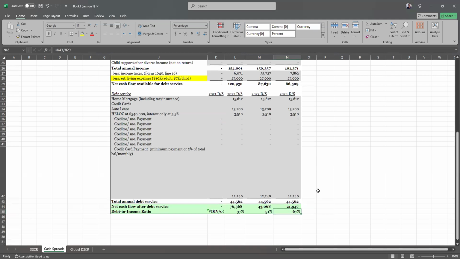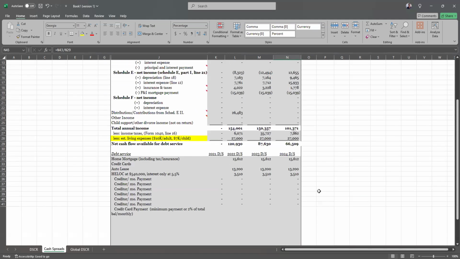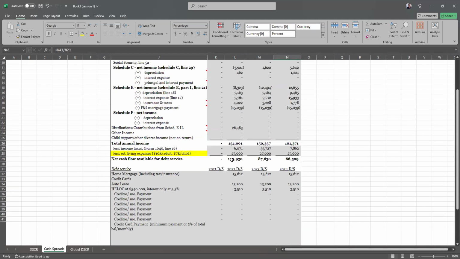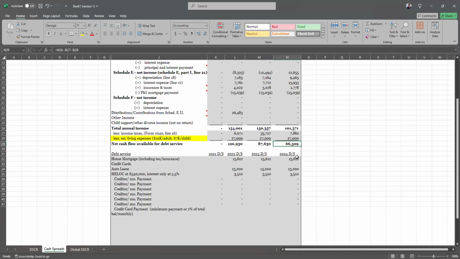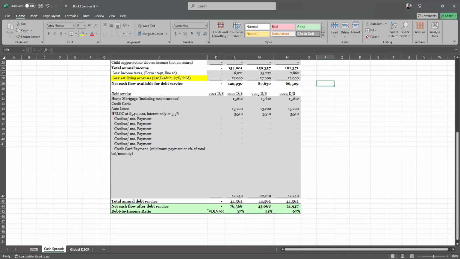All right, so what does all this mean? Well, like I said, normally a lender is going to average out 3 years of this. But because the most recent year, in this case 2024, is lower, they're going to use this number to determine the global debt servicing. So let's go on to global debt servicing. What does that look like?